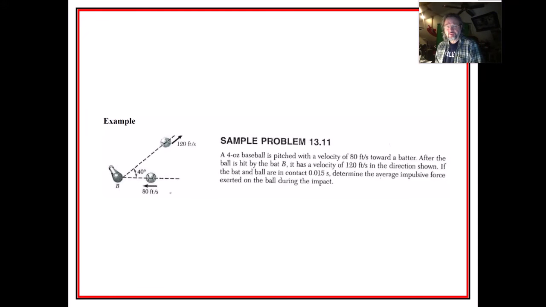Okay, so here's another problem, for example, for class 10 in dynamics. This is out of Beer Johnston, sample problem 13.11. A 4-ounce baseball is pitched with a velocity of 80 feet per second towards the batter. After the ball is hit by the bat B, it has a velocity of 120 feet per second in the direction shown. If the bat and ball are in contact for 0.015 seconds, determine the average impulsive force exerted on the ball during the impact.